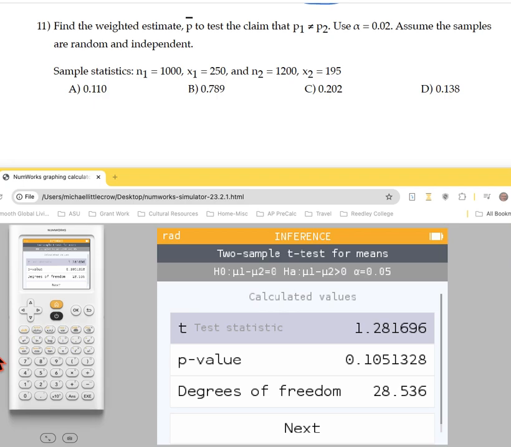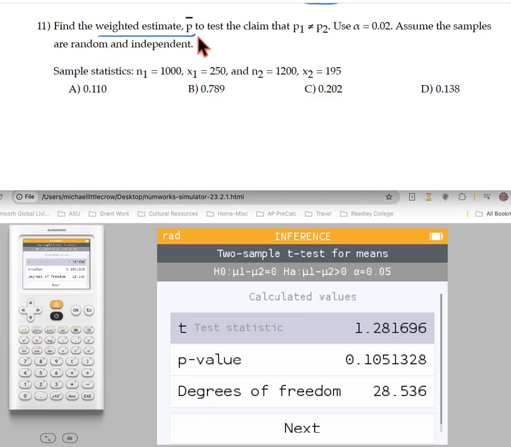Finally made it to our last question for the practice test, question number 11. We're asked to find the weighted estimate P bar to test the claim P1 not equal to P2. So the weighted estimate, it's also called a pooled estimate for P.